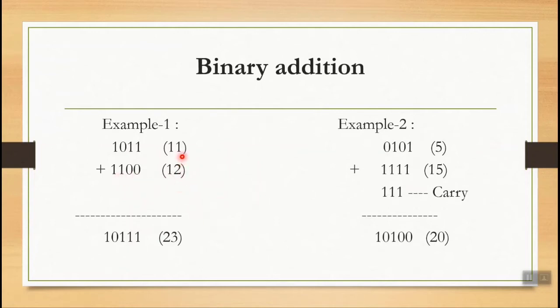Now we add it. While adding these decimal numbers, we know the result is 23. How is it added here? 1 plus 0, that is 1. 1 plus 0, that is again 1. 0 plus 1, that is 1. Now 1 plus 1 is 0 and carry is 1. So this is your binary addition of these two numbers.